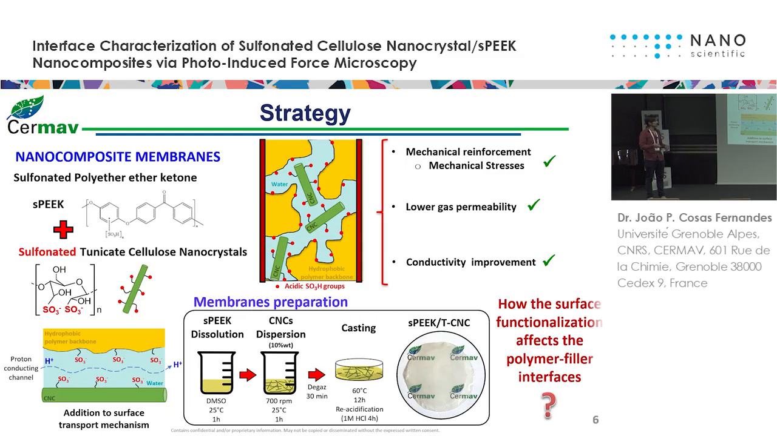I bought a commercial sPEEK, and this is important, you'll see why. Dissolution in DMSO, and then I dispersed 10% of my CNCs inside, unmodified and modified ones. And with the casting, we then have our composite membrane. So my main question here was, how does this surface functionalization actually affect my polymer-filler interfaces, and how does this affect my properties at the end?